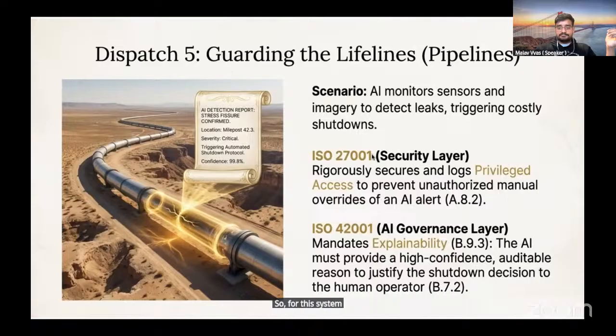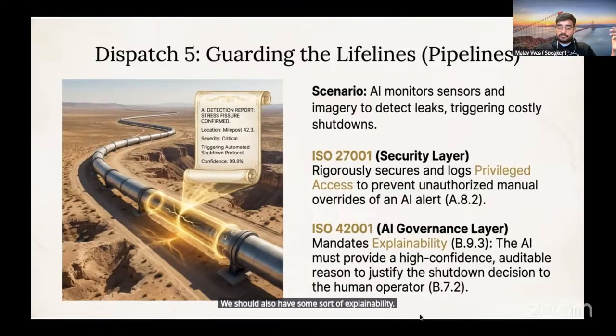So for this system, our security layer will constantly secure and monitor logs, and make sure that privileged access prevents unauthorized manual overrides, right? If AI is saying that there is a break in the pipeline, there shouldn't be a way for some random guy to come in and override it. The keyword here is unauthorized manual override. If someone just comes in, breaks the pipe, and slaps a sticker on it, that situation should be prevented. We should also have some sort of explainability.